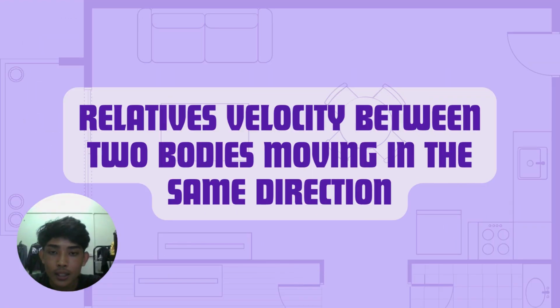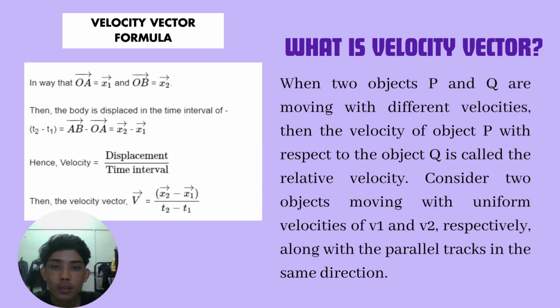So we go to the next application that we chose. The third application that we chose is relative velocity between two bodies moving in the same direction. Now we go to the velocity vectors.